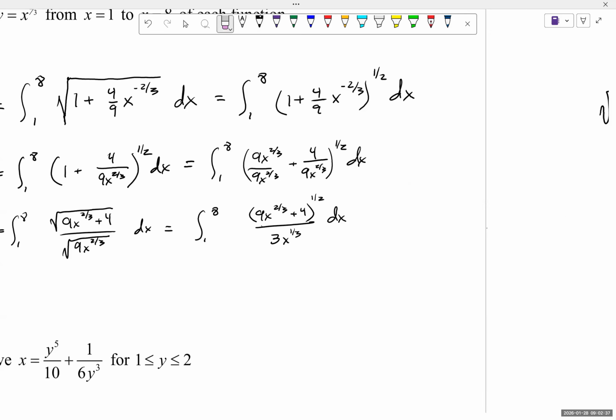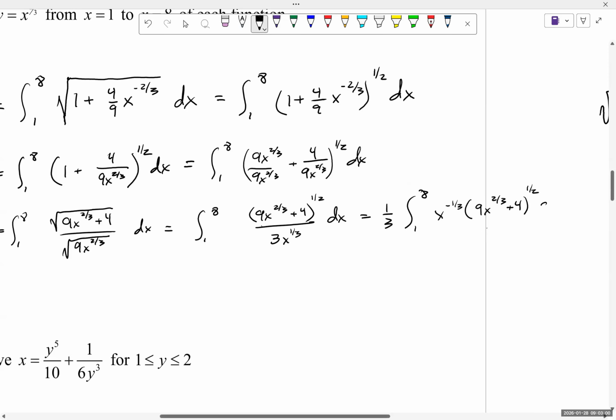Okay, does that help us? What can we do now to simplify this? Excellent. Take the 1/3 out. And then I'm going to do something that maybe will kind of grease the wheels to the end of this problem. Can I write this? Why do you think I wrote it that way? That's correct.